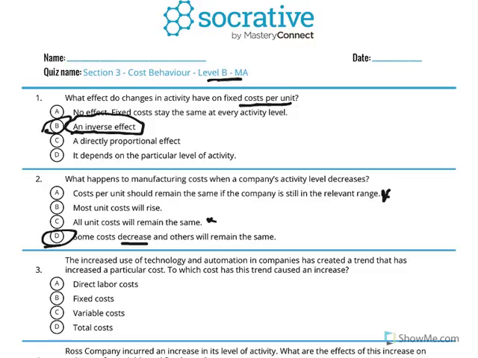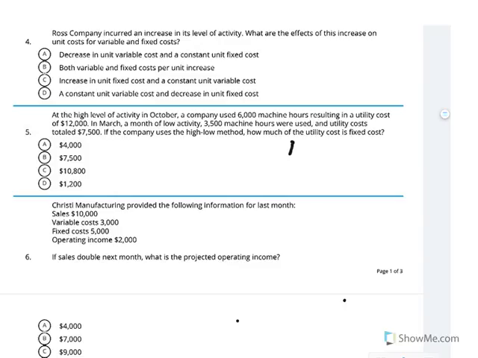The increased use of technology and automation in companies has created a trend that has increased a particular cost. To which cost has this trend caused an increase? Well, as I automate, I am putting in more machinery. And, of course, the depreciation cost on that machinery is a fixed product cost. So, as automation increases, fixed costs increase.